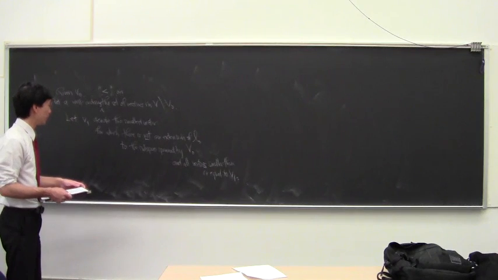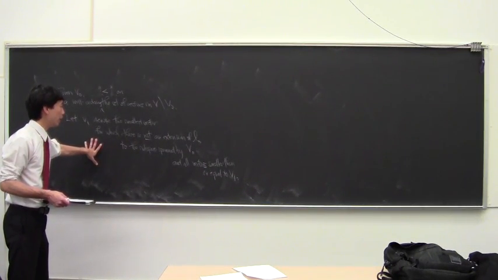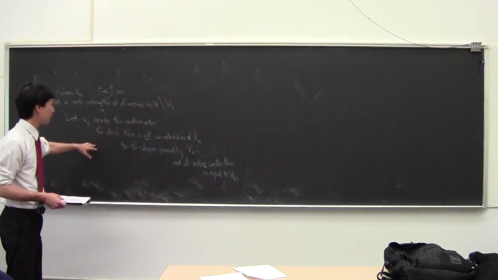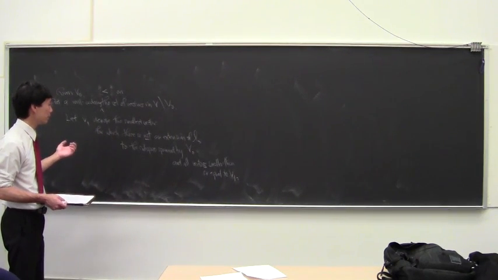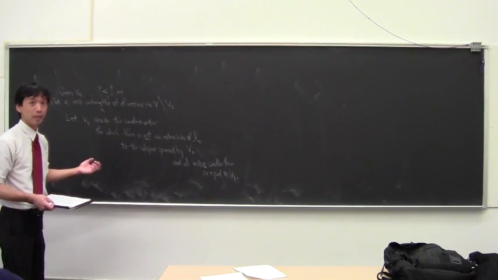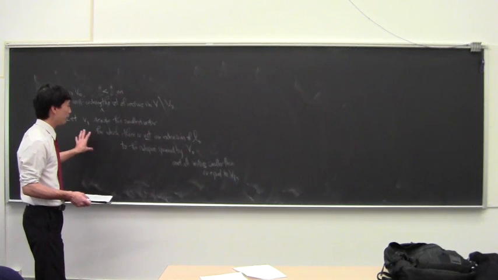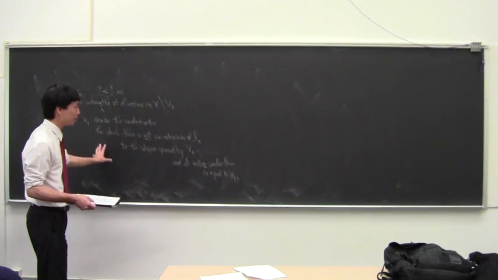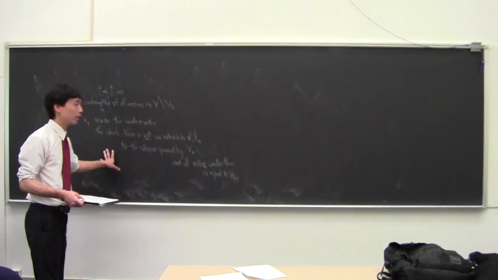Is that clear? There's a lot of language here, but you say, I'm going to look at all the vectors. I'm going to consider the set of those for which you cannot extend L naught to the span of V naught and all vectors smaller than or equal to that vector. Okay. Is that clear?